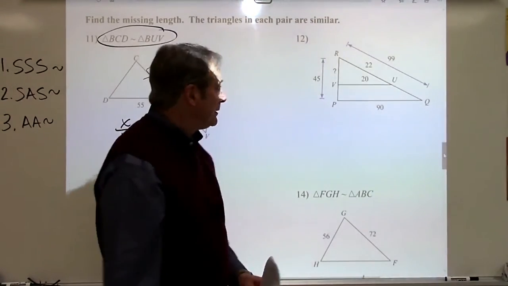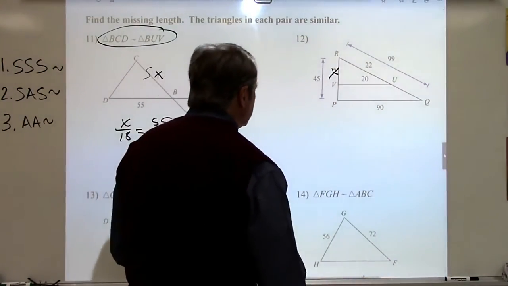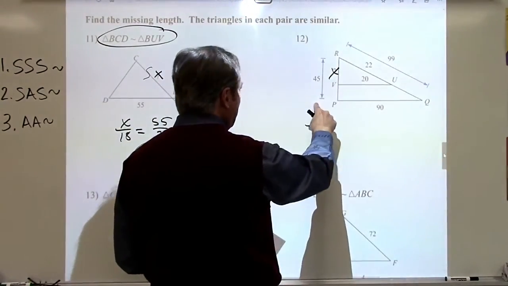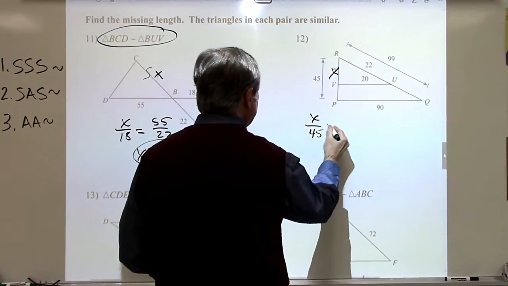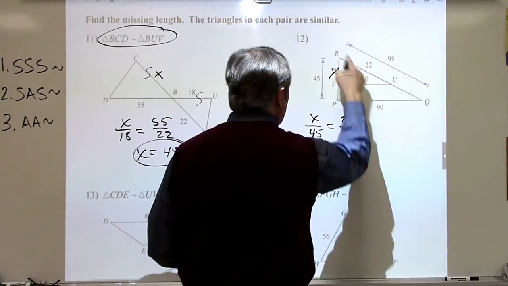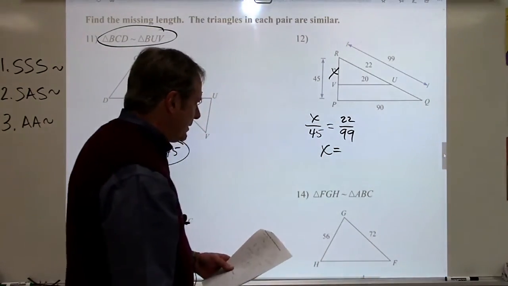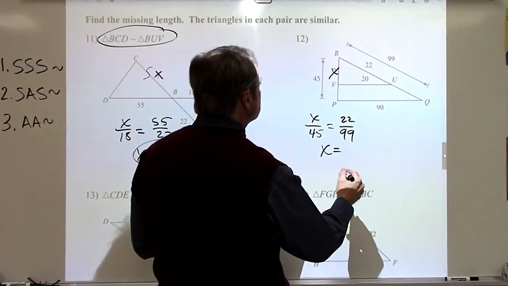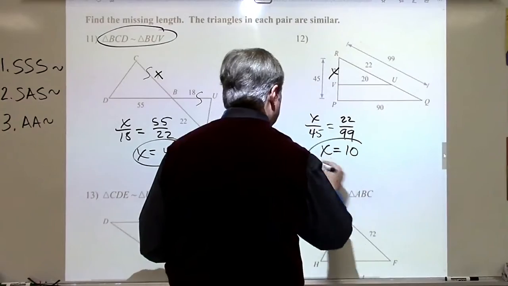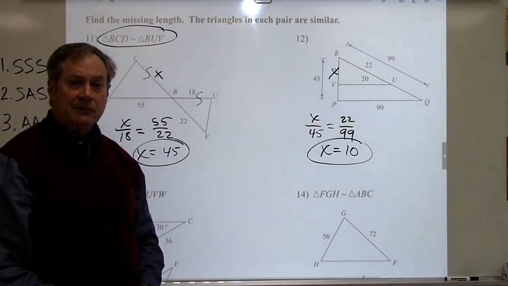Okay, number 12. We're looking for that little piece there. And so we could say that little piece x compared to the same side but the bigger side, 45, compares then to 22 over the bigger side, 99. And if you do the cross multiplying, you'll get that, I had to pause for a second, that x is equal to 10. And that's 11 and 12.